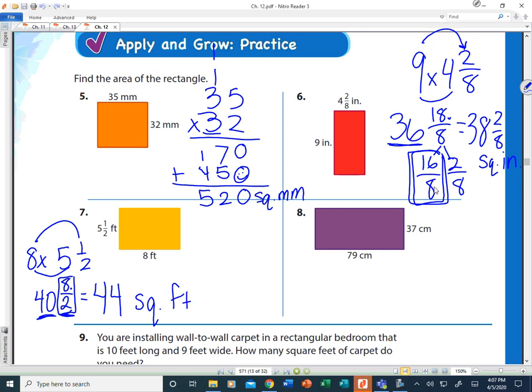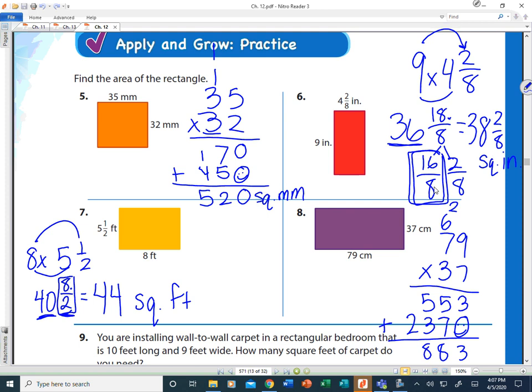Number 8, length times width. 7 times 9 is 63. Ooh, just about to put a 36. 63. 7 times 7 is 49, plus 6 is 55. Smiley McDoodle. 3 times 9 is 27. 3 times 7 is 21, plus 2 is 23. Add them together. Except, my goodness, I can't add today. 7 plus 5 is 12. My goodness. And then 5, 3, and 1 makes 9. And we have a 2. So 2,923 square centimeters.